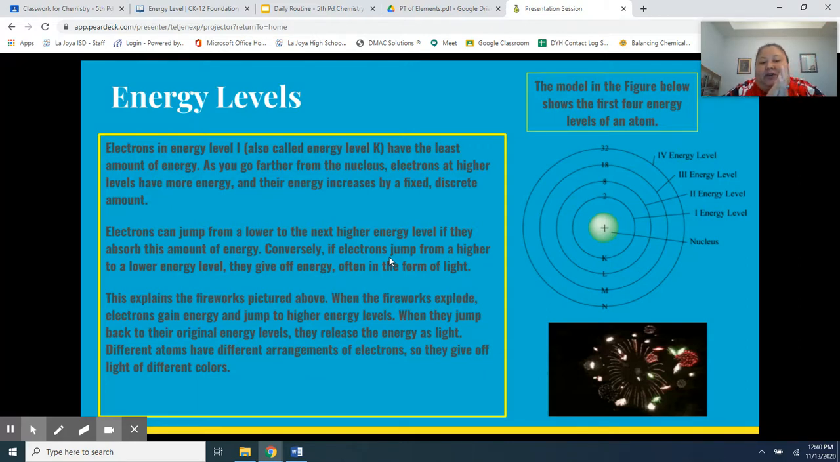Different elements give off different colors. This explains the fireworks picture over here on the side. When the fireworks explode, electrons gain energy and jump to higher energy levels. When they return to the original level, they release the energy as light. And like we said, different elements have different arrangements of electrons, so they give off different colors of light.